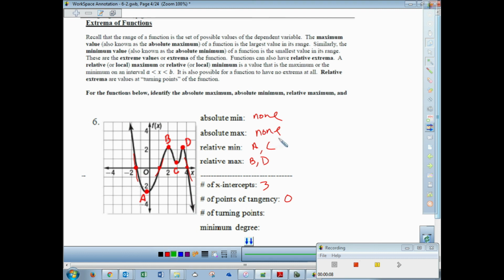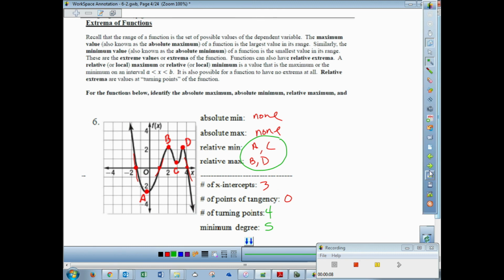How many turning points are there? Turning points, all you got to do is add all these up. It's all your relative mins and all your relative maximums. Those are the turning points. So shouldn't there be 4 of them? That means the minimum degree of this puppy is what? 5th degree. Turning points plus 1. Does it make sense? 5 is an odd number. Is this an odd degree graph right here?